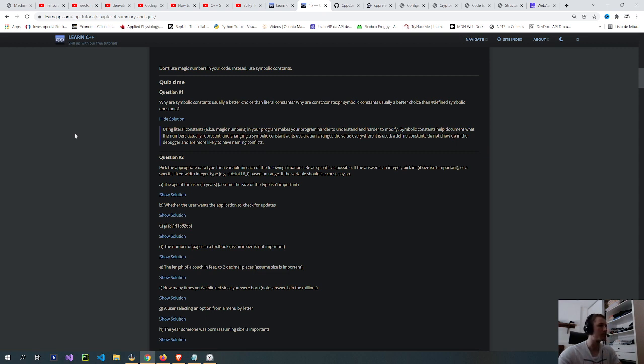Using literal constants, aka magic numbers, in your program makes your program harder to understand and harder to modify. Symbolic constants help document what numbers actually represent. Changing a symbolic constant at its declaration changes the value everywhere it is used. #defined constants do not show up in the debugger and are more likely to have naming conflicts.